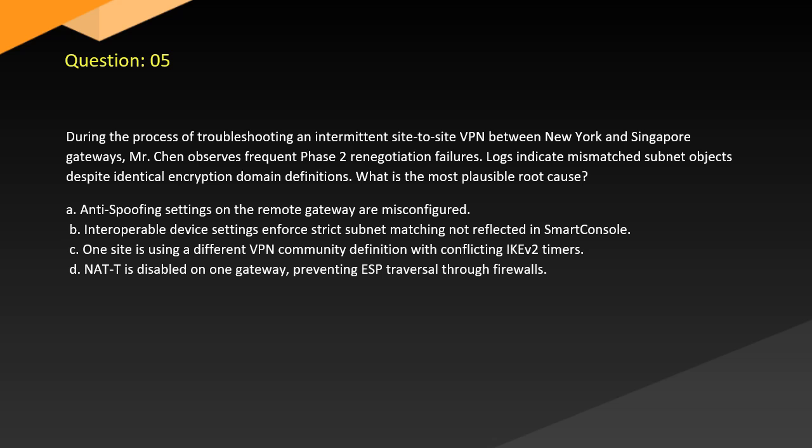Question 5. During the process of troubleshooting an intermittent site-to-site VPN between New York and Singapore gateways, Chen observes frequent Phase 2 renegotiation failures. Logs indicate mismatched subnet objects despite identical encryption domain definitions. What is the most plausible root cause? A. Anti-spoofing settings on the remote gateway are misconfigured. B. Interoperable device settings enforce strict subnet matching not reflected in SmartConsole. C. One site is using a different VPN community definition with conflicting IKE timers. D. NAT is disabled on one gateway, preventing traversal through firewalls.